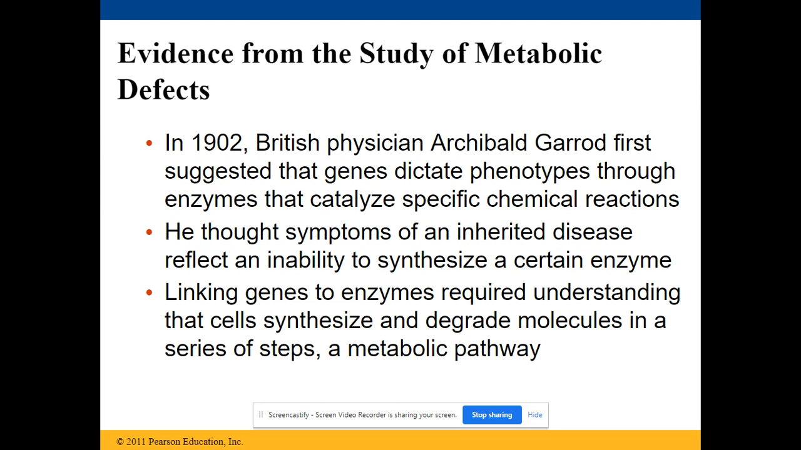In 1902, a British physician first suggested that genes dictated the phenotypes of individuals through enzymes that catalyze and speed up specific chemical reactions. He thought that symptoms of an inherited disease reflected an inability to synthesize a certain enzyme. Linking genes to enzymes required an understanding that cells synthesize and degrade molecules in a series of steps called a metabolic pathway.